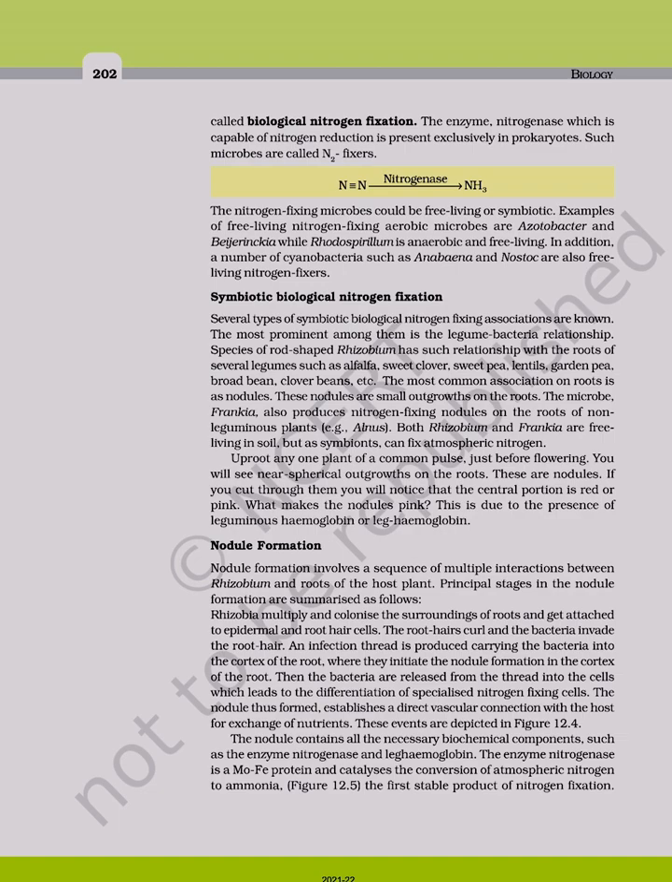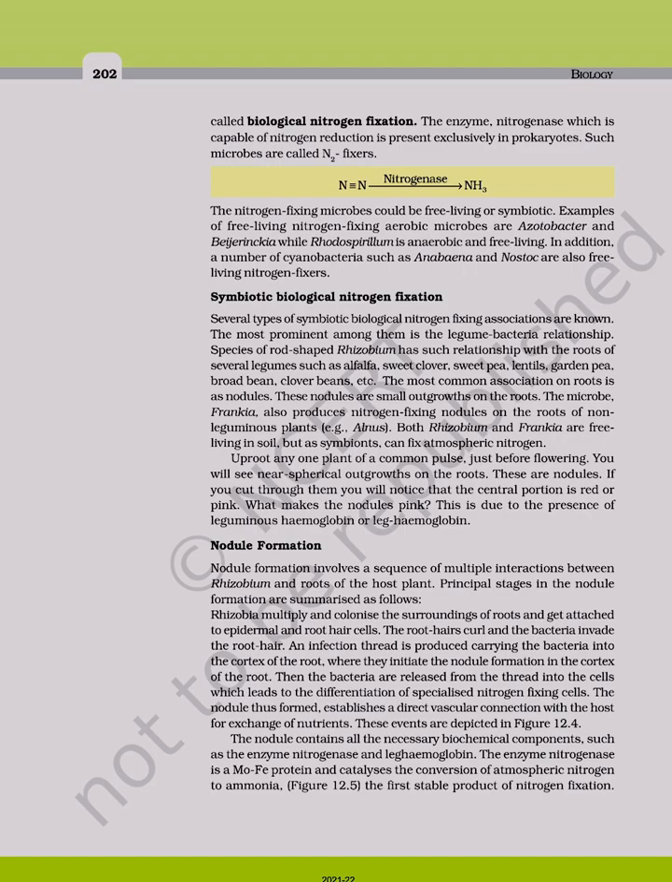Nodule formation. Nodule formation involves a sequence of multiple interactions between Rhizobium and roots of the host plant. Principal stages in the nodule formation are summarized as follows. Rhizobia multiply and colonize the surroundings of roots and get attached to epidermal and root hair cells. The root hair curls and the bacteria invade the root hair.